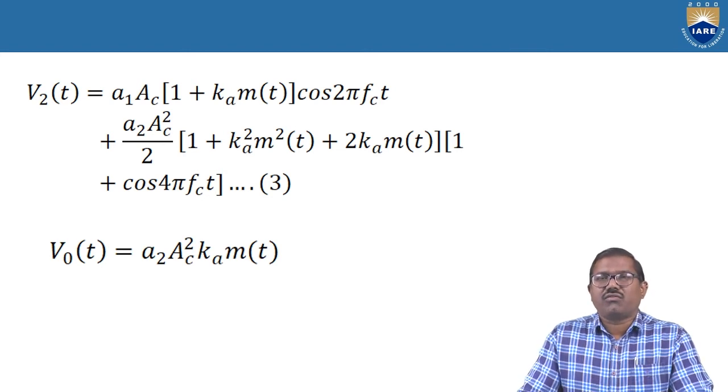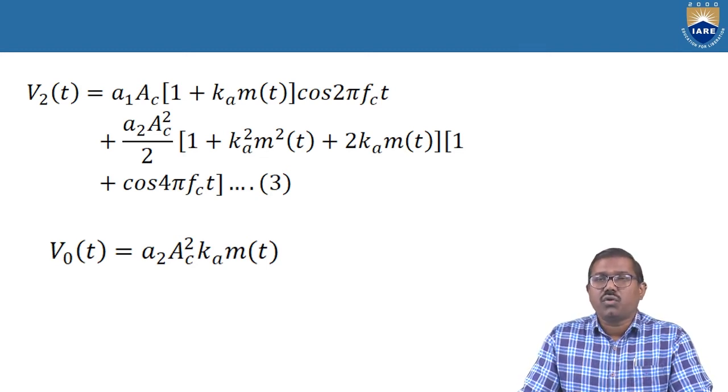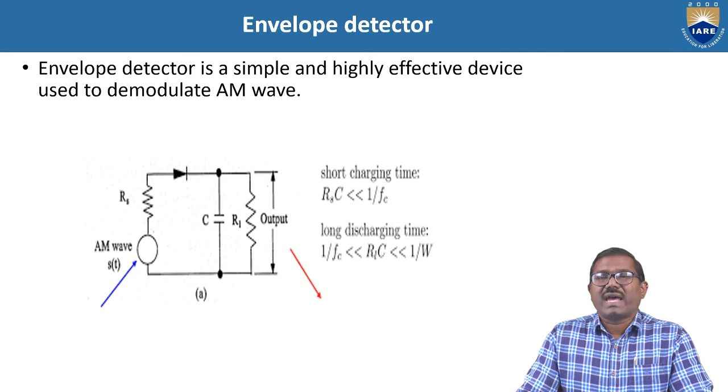Here, what's our aim? Our aim is extraction of the original message signal. Here, m of t is the original message signal. A2 Ac Ka are constants of some amplitudes, so don't bother about that. You get V0 of t directly proportional to m of t. So we have extracted m of t from the modulated signal. This is the working of the square law detector. And the next one is the envelope detector.